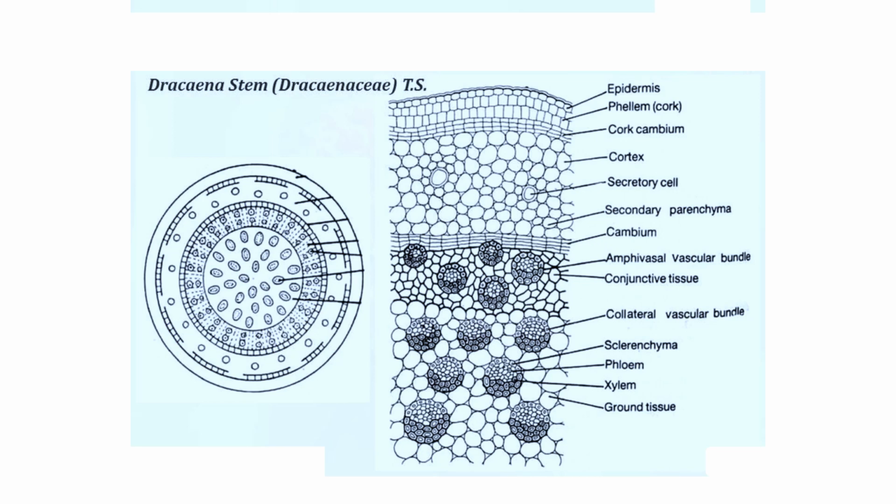So, these are the collateral vascular bundles. These are secondary parenchyma. This is the development of the cambium ring, and it produces secondary parenchyma towards the outer side, and towards the inside many amphivasal vascular bundles are formed. So this is the transverse section of Dracaena stem.